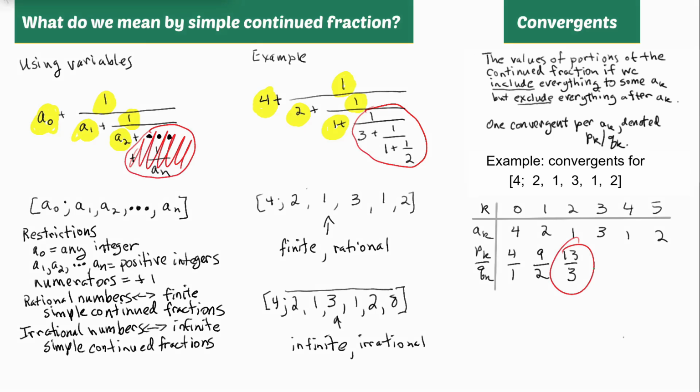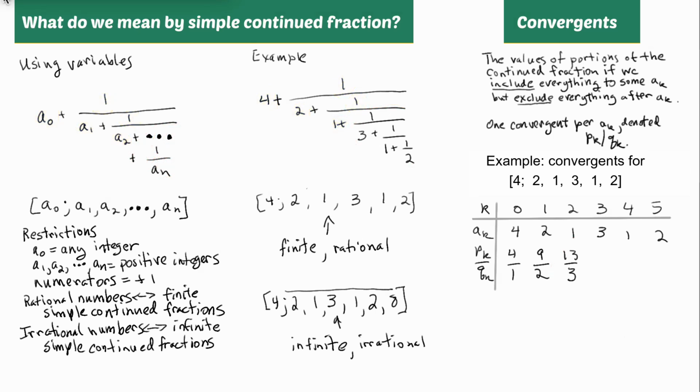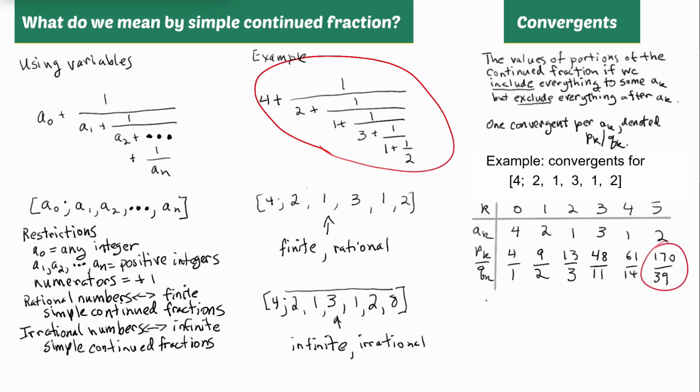In a separate video, we'll see an easy way to calculate all of the convergents. For our example, the remaining convergents are 48 over 11, 61 over 14, and the last one is 170 over 39. That last convergent includes the entire simple continued fraction. There isn't anything left to exclude, so it equals the value of the continued fraction, in this case, 170 over 39. So our continued fraction, 4, 2, 1, 3, 1, 2, equals 170 over 39. These are two ways of writing the same thing.